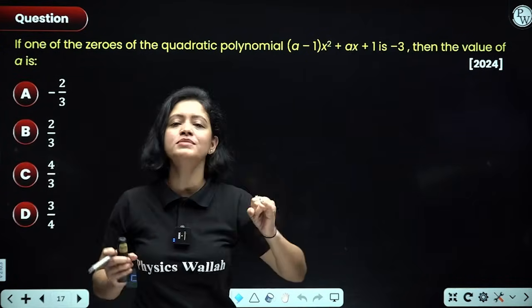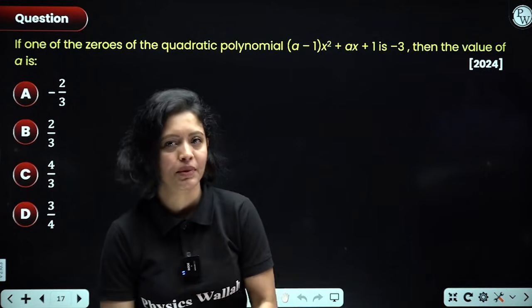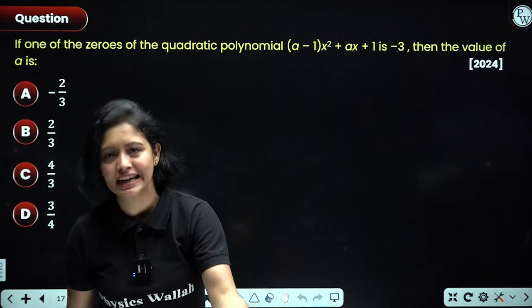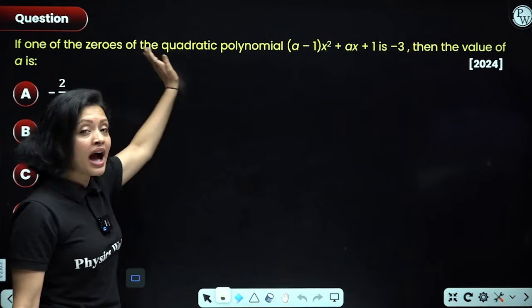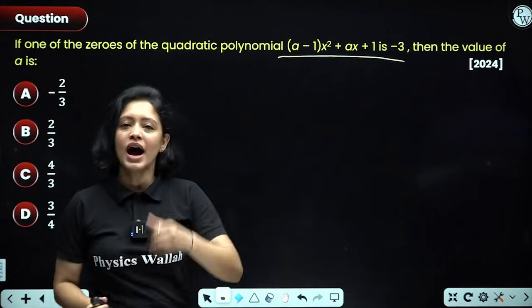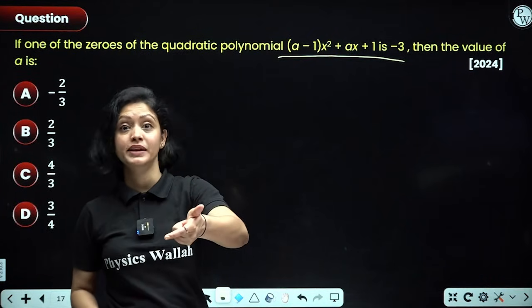So dekho, from zeros of a polynomial, there are two types of questions that can be asked in the board exam. One type is simple. You just have to find the zeros of a quadratic polynomial. Another type is that you have a quadratic polynomial, for example, here a quadratic polynomial is given. So you have the quadratic polynomial and one of the zeros of the quadratic polynomial is given.